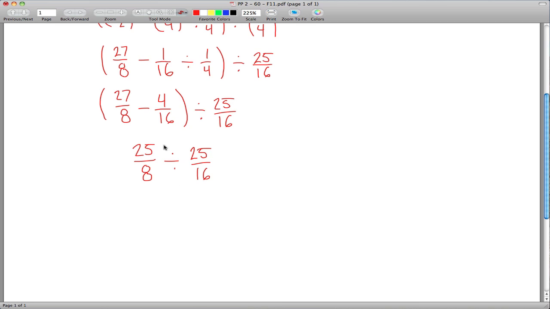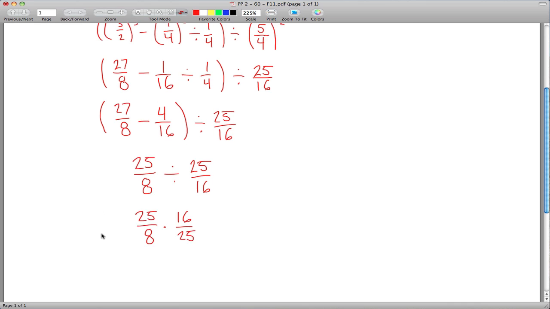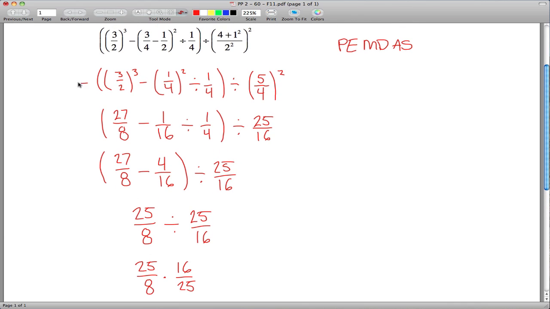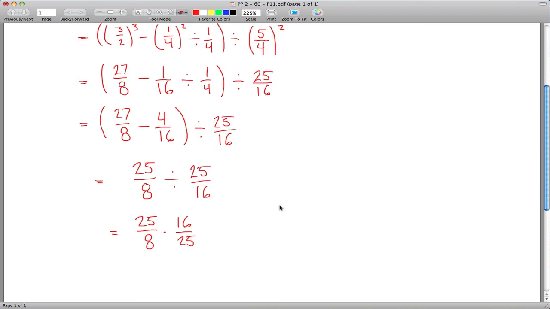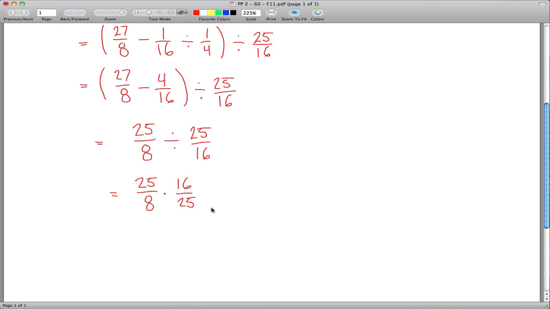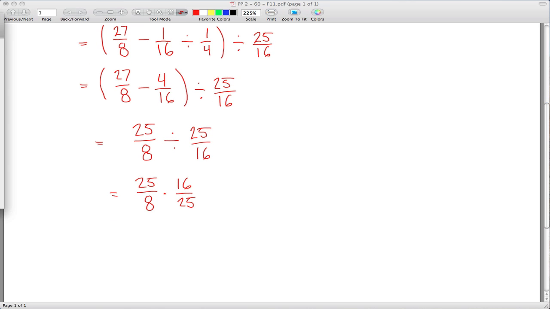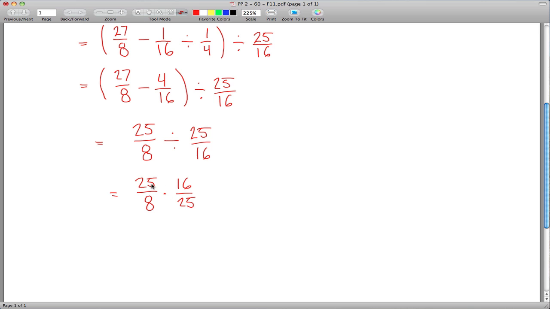One more step. Let's see if you remember that division is just like multiplication. This is the same as 25/8 times 16/25. Maybe I should have some equal signs in here. And so finally, if we want to multiply across here, you could just multiply straight across, but the numbers are getting pretty big. So it might be helpful to get a little clever and realize that we got a 25 up top and a 25 on the bottom.